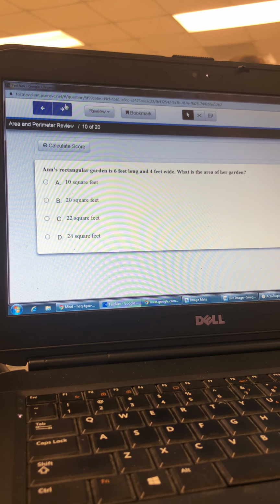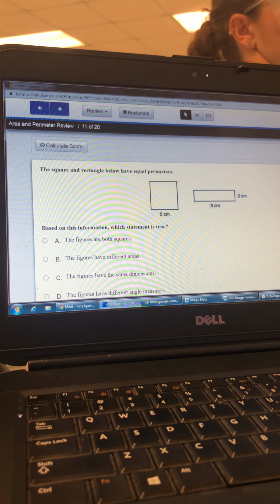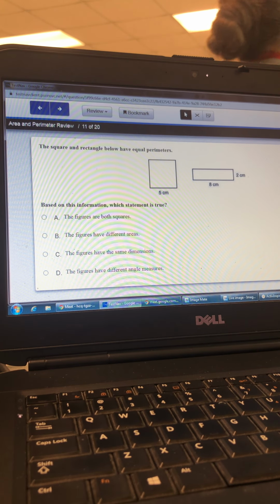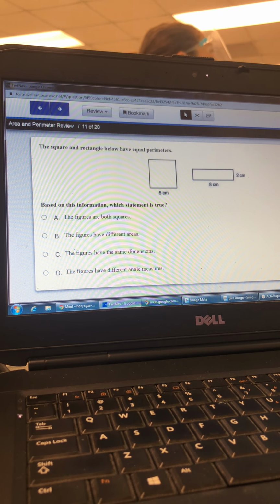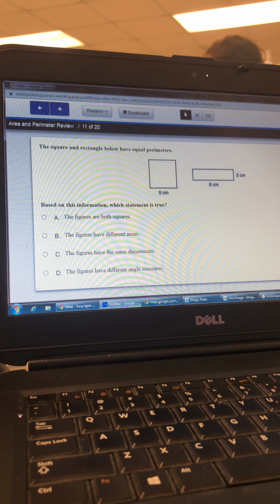Not good, huh? Where are my non-aerial ones? Here we go. Does the square and rectangle below have equal perimeters? Based on this information, which statement is true? The figures are both squares. The figures have different areas. The figures have the same dimensions. The figures have different angle measures.